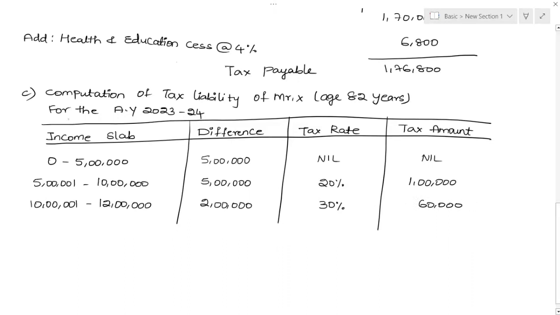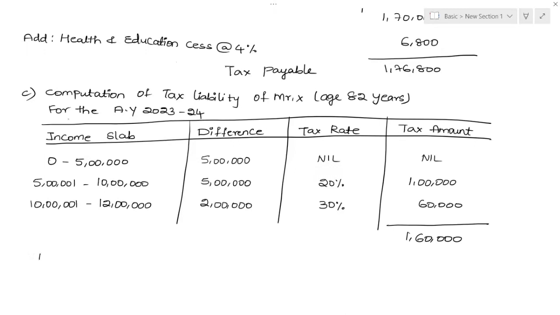Done everybody. Now what is the total? 1 lakh plus 60, 1 lakh 60,000 only. Simple, right? Now rebate is not available because income is 12 lakhs and it is more than 5 lakhs. Surcharge is not applicable as income is less than 50 lakhs.